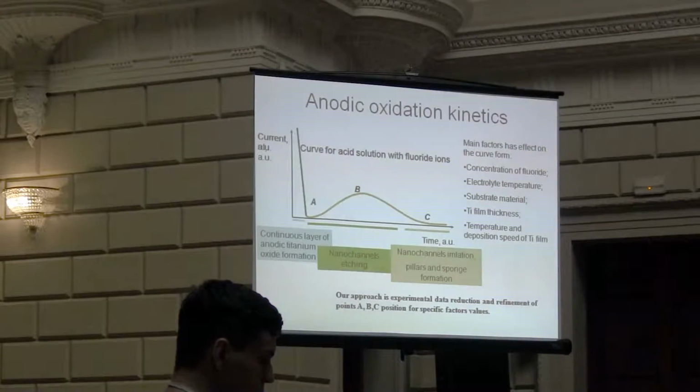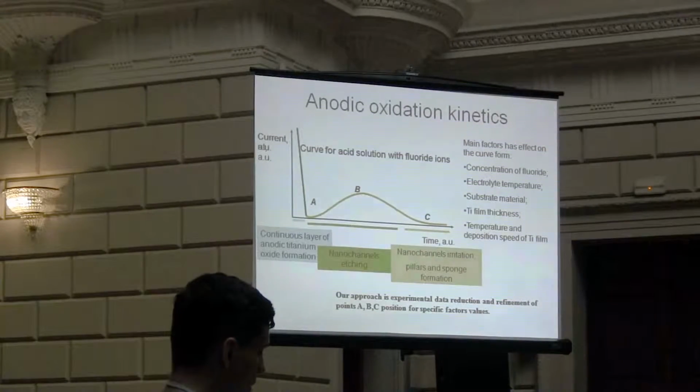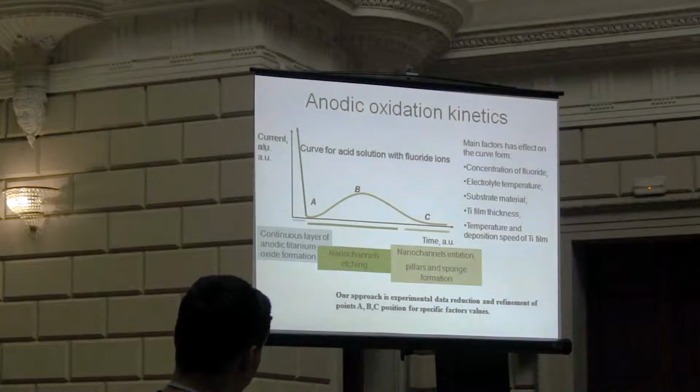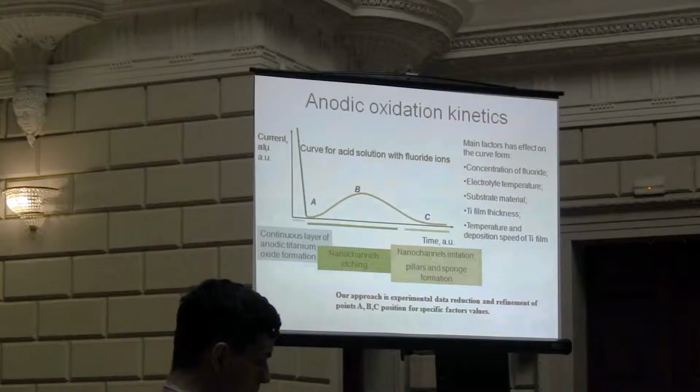Channel etching takes place on part B. On part C, channel irritation and the forming of separately standing pillars or sponge material formation take place. A lot of factors have an effect on this curve form. There is concentration of fluid ions, electrolyte temperature, substrate material, and other factors. Our approach is to estimate points ABC with every factor combination.